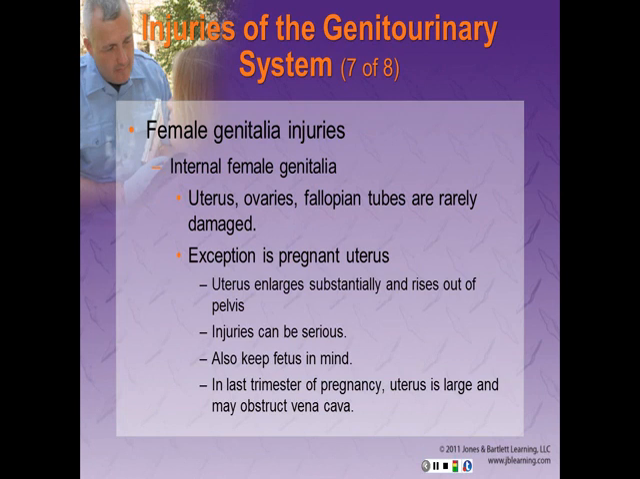You also must keep in mind the fetus is a patient. In the last trimester of pregnancy, the uterus is large and may obstruct the vena cava. Blood pressure may decrease, and the patient should be placed on her left side so that the uterus will not lie on the vena cava.